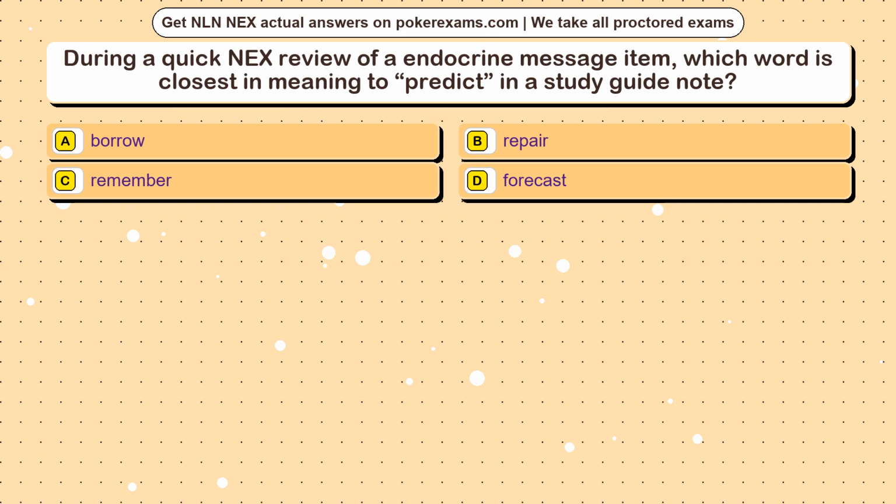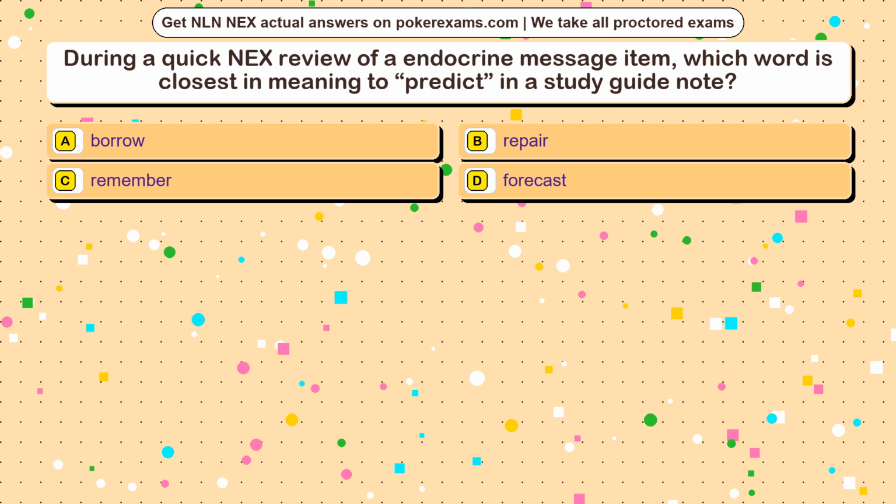Question 2. During a quick review of an endocrine message item, which word is closest in meaning to predict in a study guide note? Option A, borrow. Option B, repair. Option C, remember. Option D, forecast.